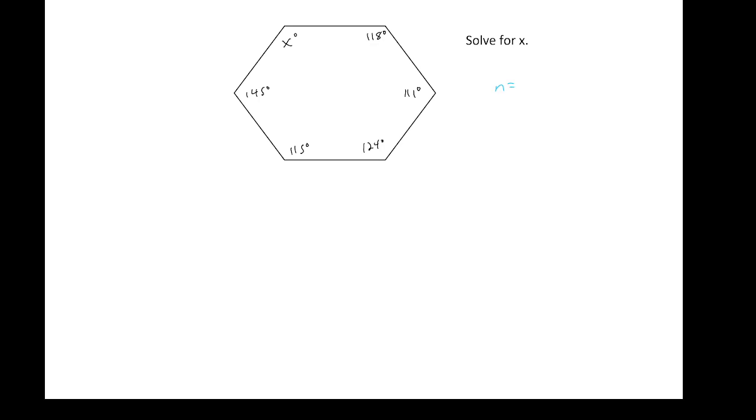Well, we know the number of sides, that n is equal to 6. So what should be the total sum of all of these? Well, let's put it into our formula. 180 times n minus 2, or 6 minus 2, which is 4. We already did this earlier. It's going to be 720 degrees. So we know that the sum of all of these, x plus 118 plus 111 plus 124 plus 115 plus 145, all of that needs to be equal to 720 degrees. And then we just solve for x. You're going to add all those up and subtract them from 720, all these guys on this side.